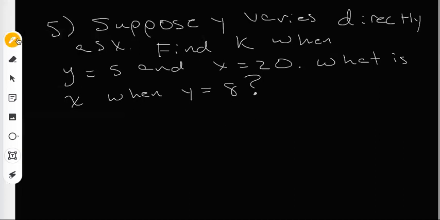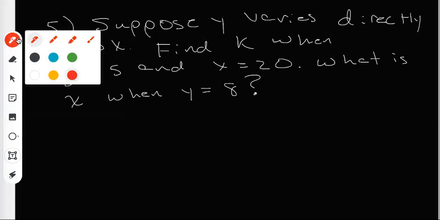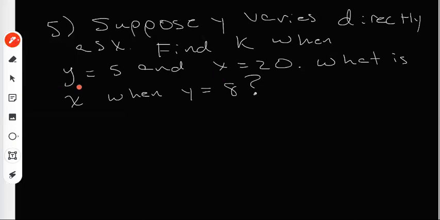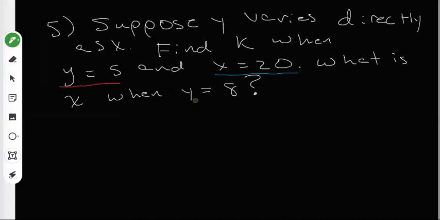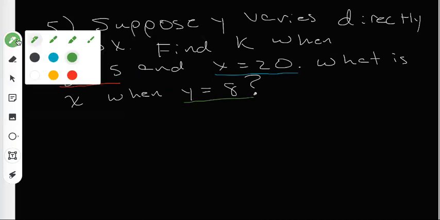So they give us 2 pieces of information to start off with. They give us y equals 5, and they give us x equals 20. And they want us to find k. And then after that, they give us another piece of information. They tell us y equals 8. But we'll get to that later.